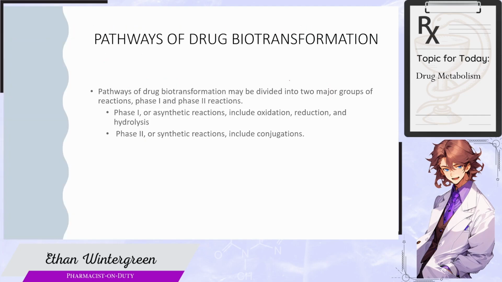So going back to the pathways of drug metabolism, we have two main phases of drug metabolism. We have our phase 1 or our asynthetic reactions. Think of this as your unmasking. You remove parts of the structure. This includes your oxidation, your reduction, and your hydrolysis. Phase 2, on the other hand, is your synthetic reactions. This includes your conjugations. In phase 2, this is when you attach more polar substances to the structure to make the whole drug structure more polar.